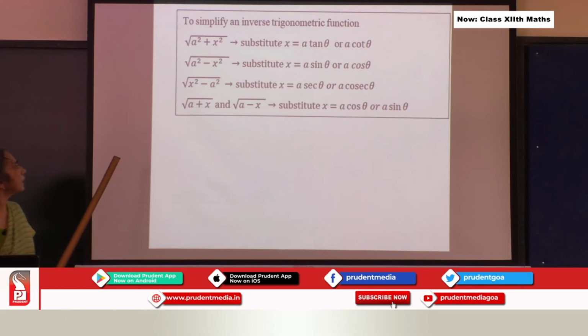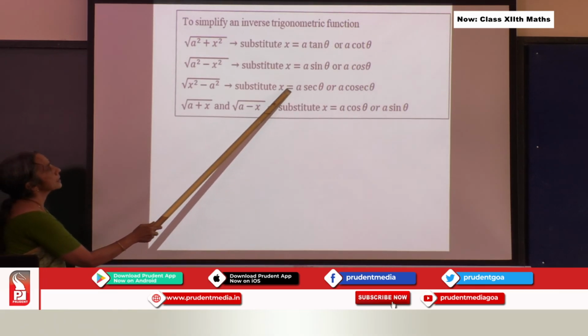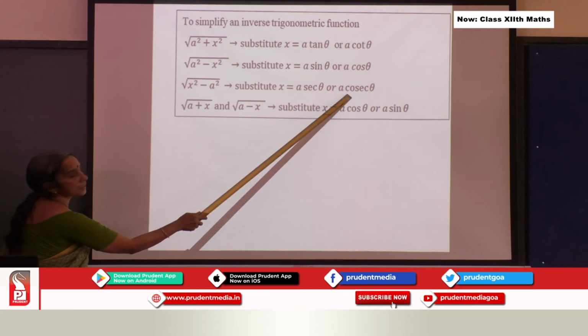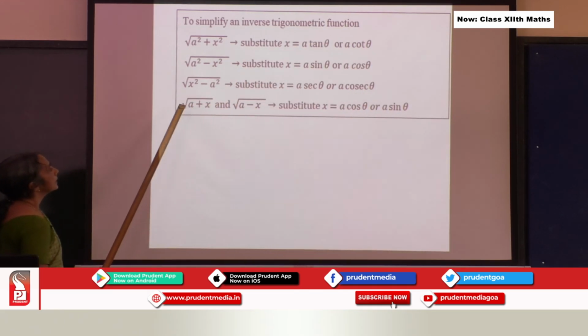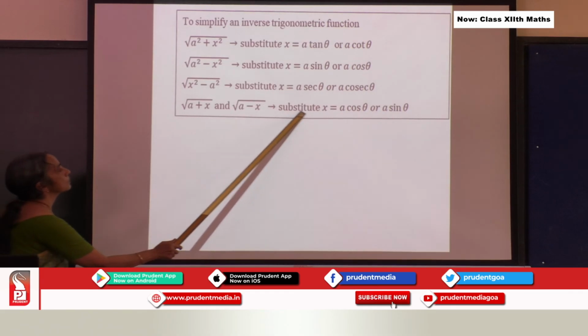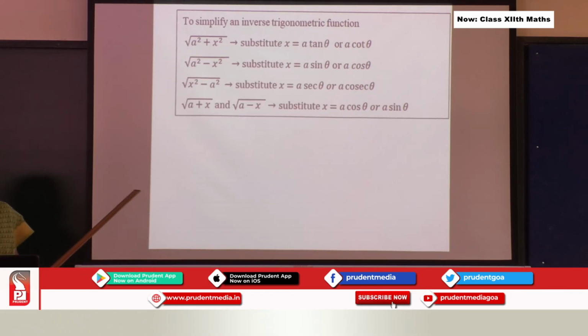Root of x square minus a square, substitute x is equal to a cosec theta. And here root of 1 plus x, root of 1 minus x, substitute x is equal to a cos theta or a sin theta.